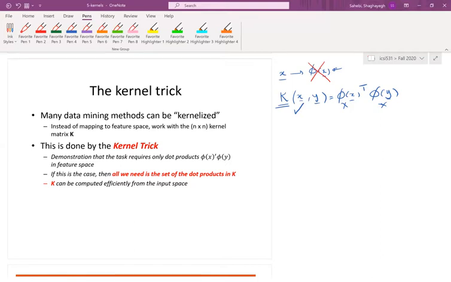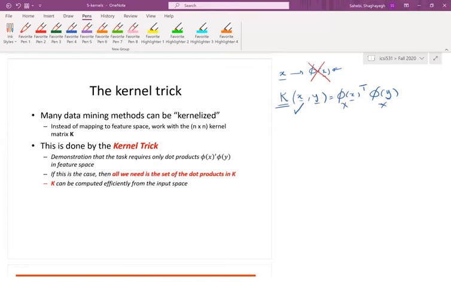So in other words, we can say that our data mining method should be able to be kernelized, so that we can show it in a way that it can work with the similarity between data points instead of the data points themselves. So how are we going to do that? That is done by the kernel trick.